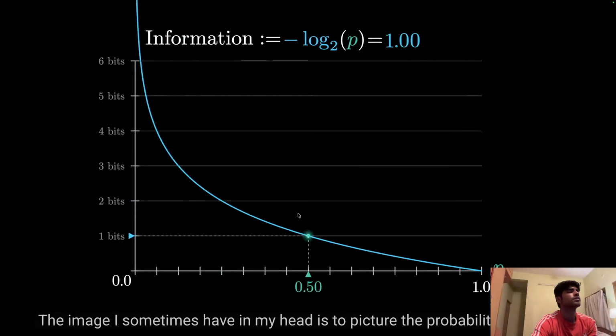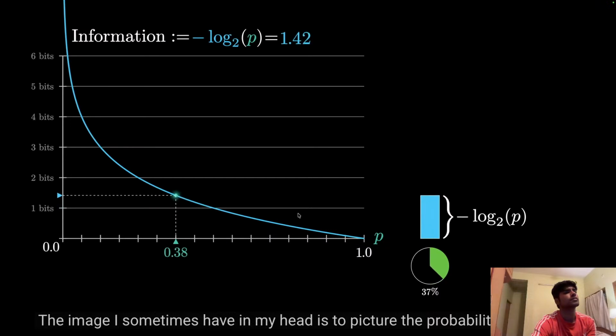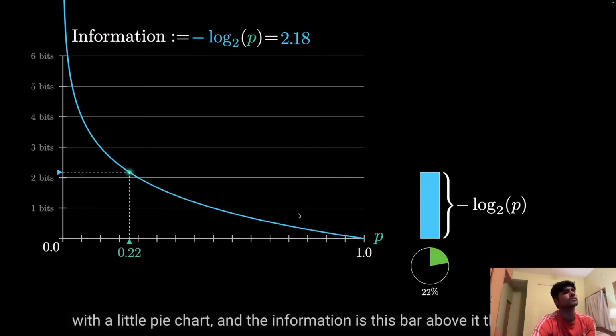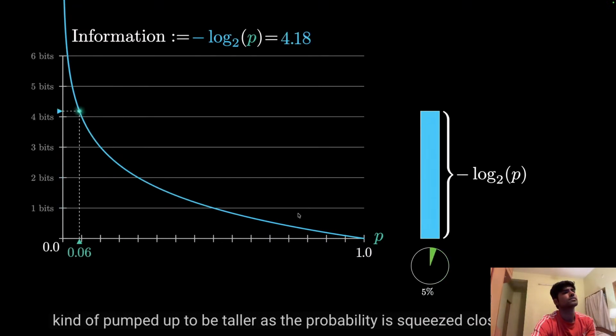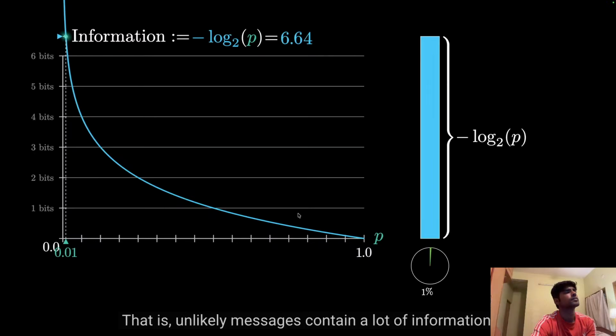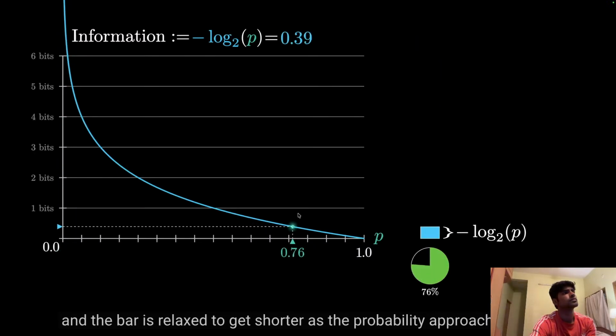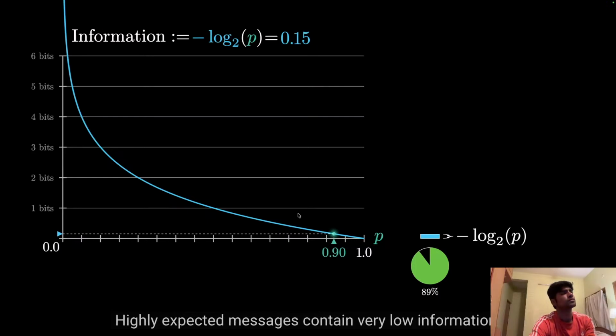The image I sometimes have in my head is to picture the probability of an event with a little pie chart, and the information is this bar above it that gets kind of pumped up to be taller as the probability is squeezed closer to 0. That is, unlikely messages contain a lot of information. And the bar is relaxed to get shorter as the probability approaches 100%. Highly expected messages contain very low information.